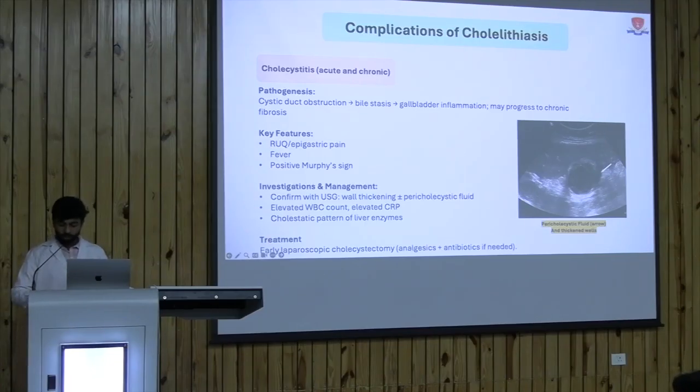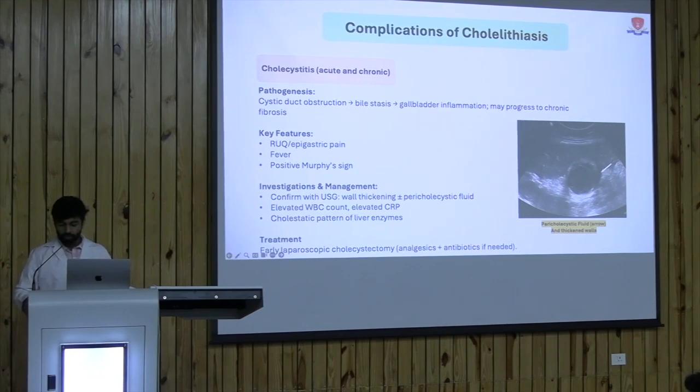Cholecystitis, both acute and chronic, result from persistent cystic duct obstruction, leading to biliary stasis, inflammation, and eventual fibrosis in chronic cases. Patients commonly present with right upper quadrant or epigastric pain, fever, and a positive Murphy sign, which is indicated by pain and an abrupt halt in inspiration as an examiner palpates the region overlying the gallbladder.